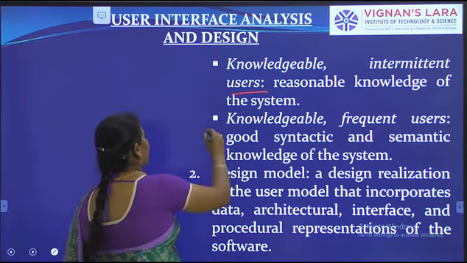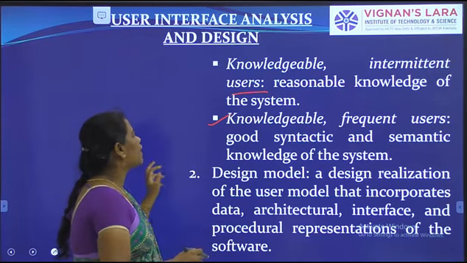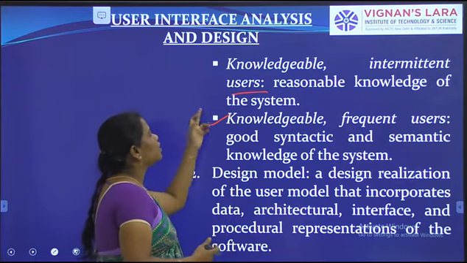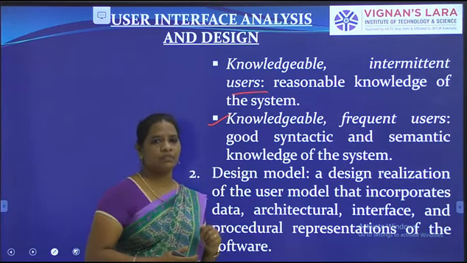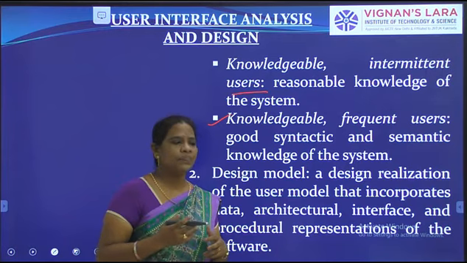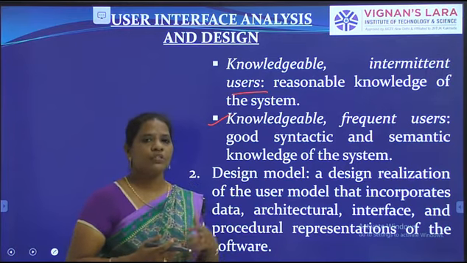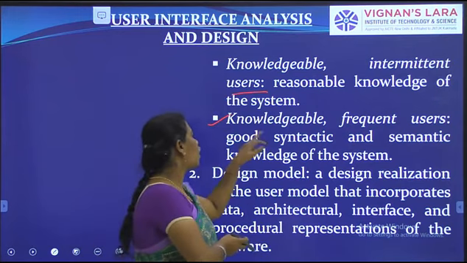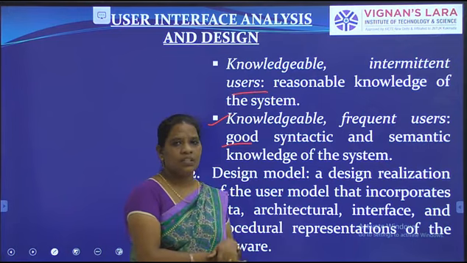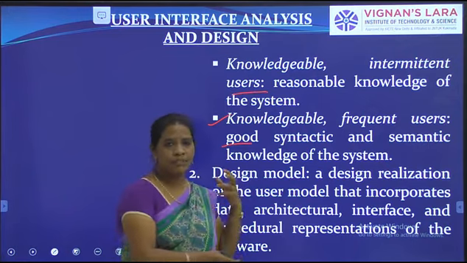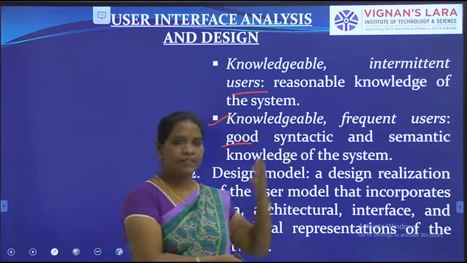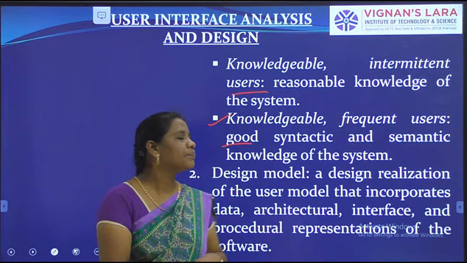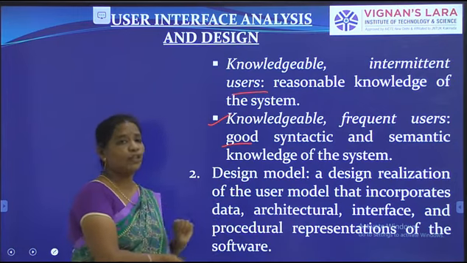And thirdly, knowledgeable frequent users. They have the knowledge and they use it frequently. The second one is knowledgeable but intermittent users. That means they do not use it frequently. They use it only when they have some task. The third one is knowledgeable frequent users. They know the syntactic rules. That means while writing a program, there are semantic errors, there are syntax errors. They know everything. So these are the 3 types of categories of users.